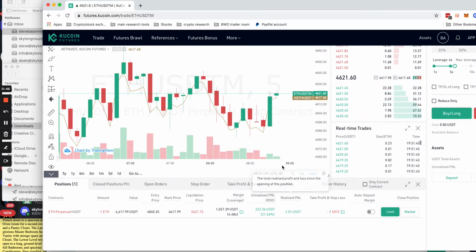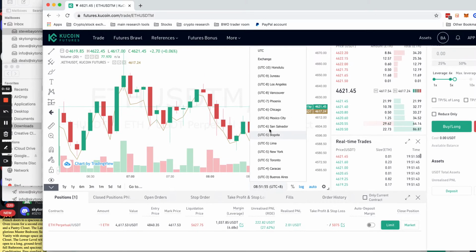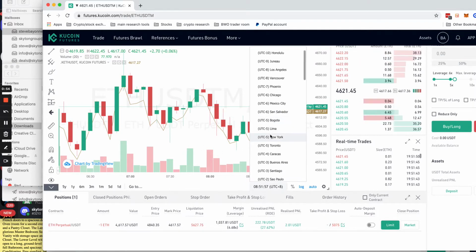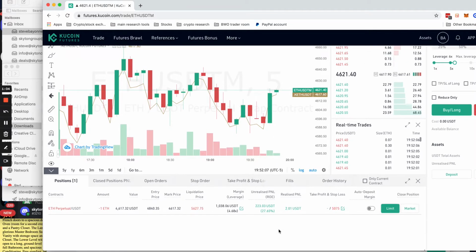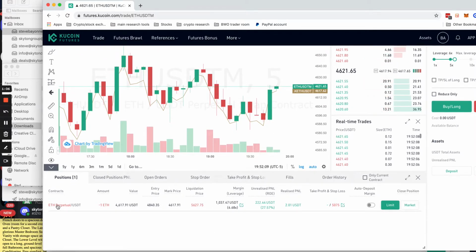The other thing I want you guys to focus on is the time and time zone. Always make sure it is correct. For some reason Kucoin doesn't hold it correctly, so you may have to jump into settings, but always check the time zone and make sure it's set to your time zone. So right now you can see I'm in Ethereum.